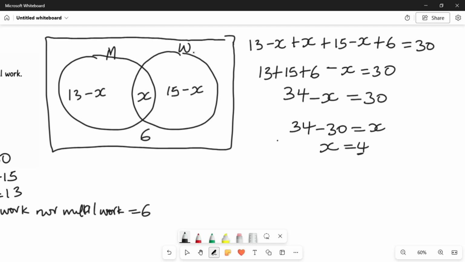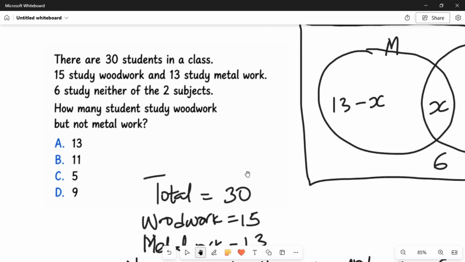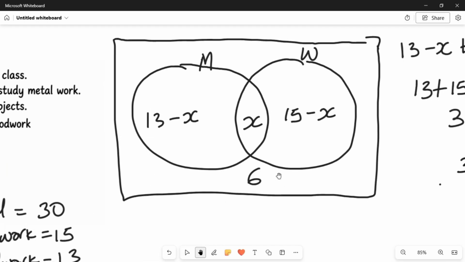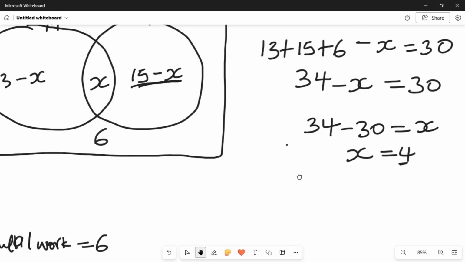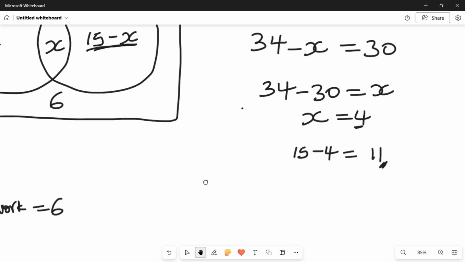But the question says, how many students study woodwork but not metalwork? So the number of students that study only woodwork. Okay. So this is what represents the number of students that study only woodwork. So that is 15 minus X, and X is 4. So that is going to give us 15 minus 4, and that will give us 11. Okay, so the right answer is 11. So 11 is the right answer here, option B.